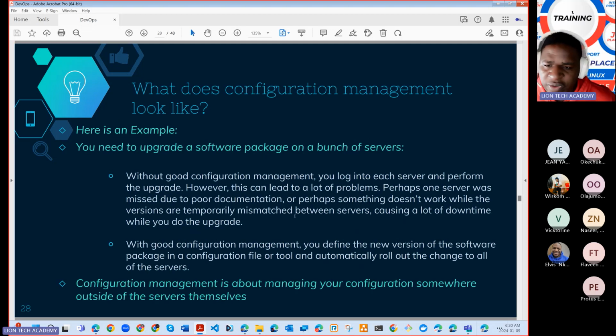So what does configuration management look like? Here's an example. You need to upgrade a software package on a bunch of servers, like what I just explained. Without good config management, you log into each server and perform the upgrade. However, this can lead to a lot of problems. Perhaps one server was missed due to poor documentation. It's possible. Or perhaps something doesn't work while the versions are temporarily mismatched between servers, causing a lot of downtime while you do the upgrade.